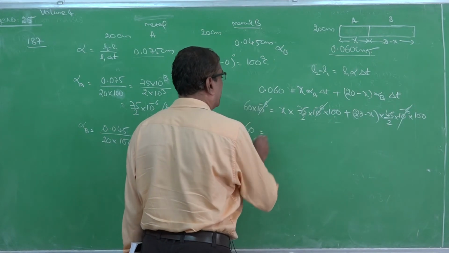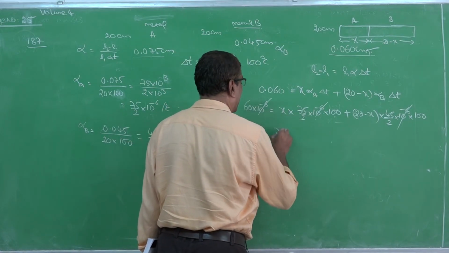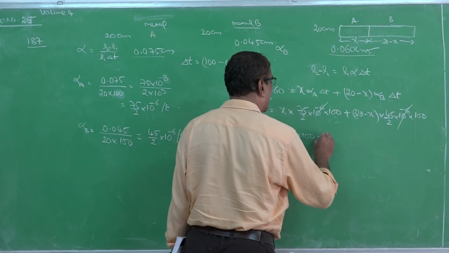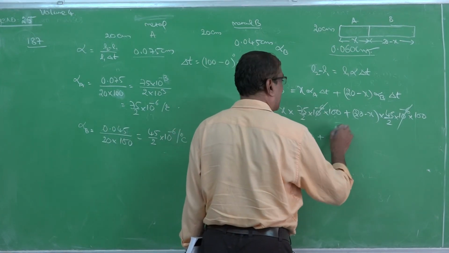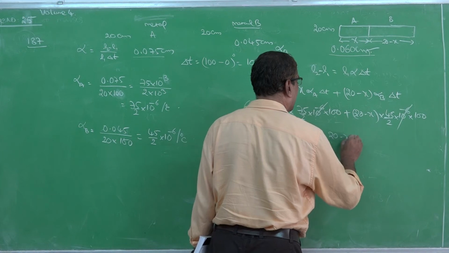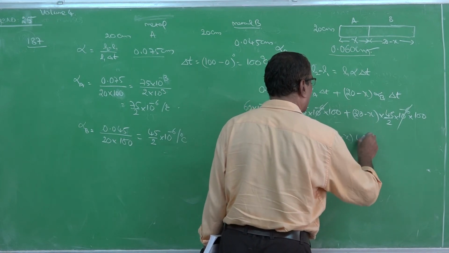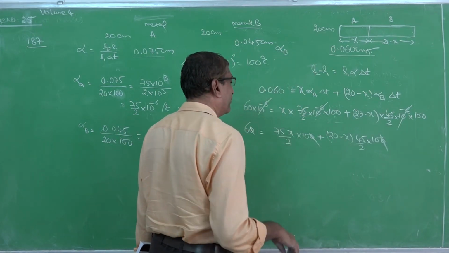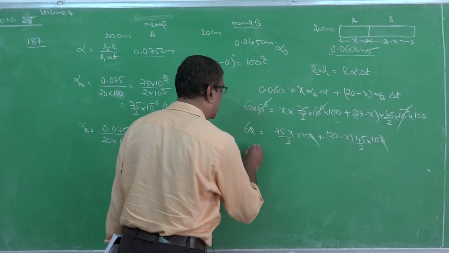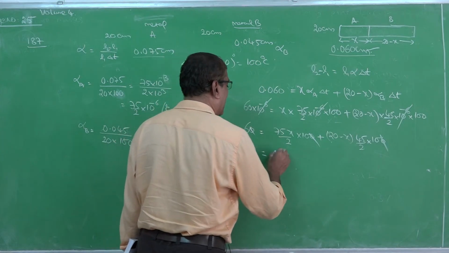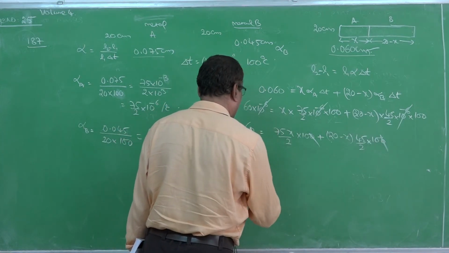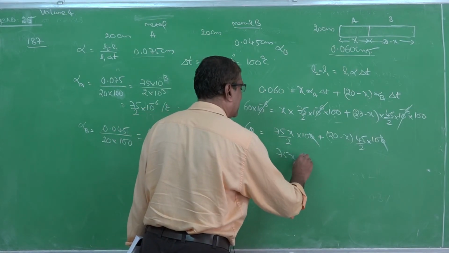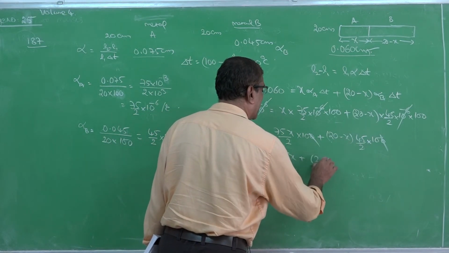This is 60 = 75x/2 × 100 + (20 − x) × 45/2 × 100. So, 100 will get cancelled. Taking 2 into this, 12 is equal to this 10. Writing this 10 at this place, we can directly write 75x + (20 − x) × 45.